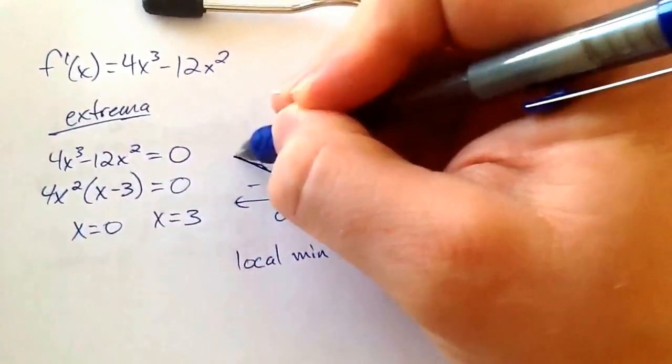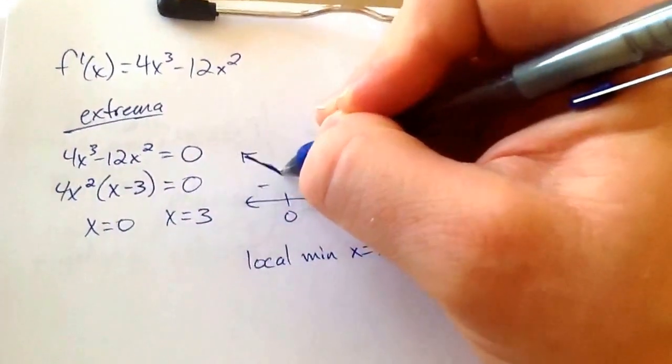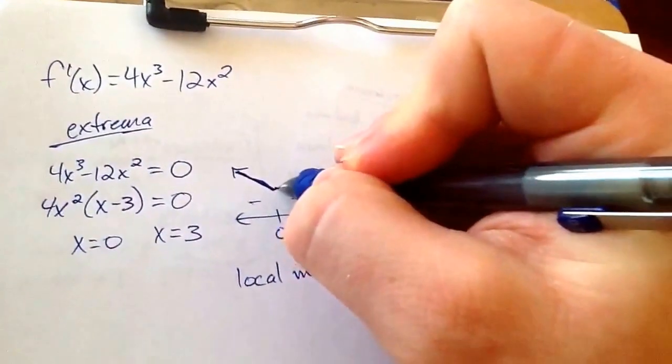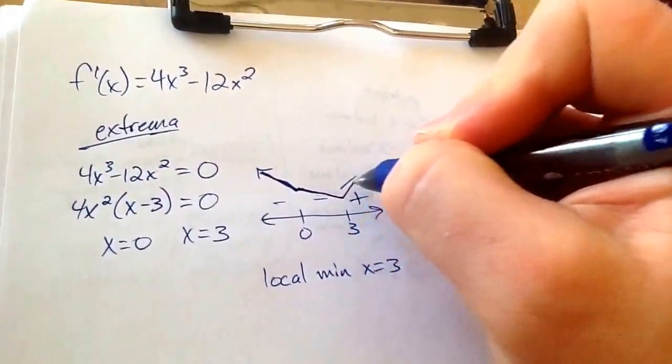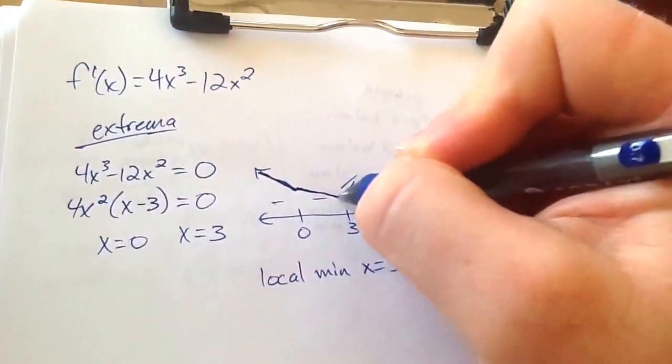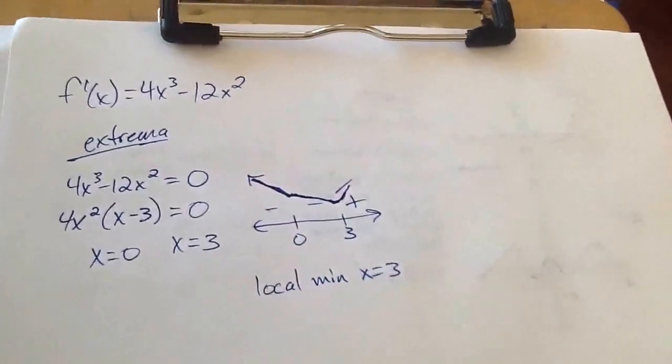My original is going to be decreasing from negative infinity to 0. Then I'm going to have a slope of 0, so I'll probably have a flat spot. Then decreasing again, and then it's going to increase over here. But not with corners, obviously, because if I had to have oops.